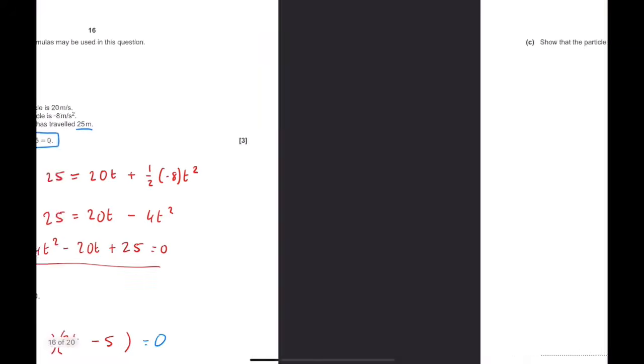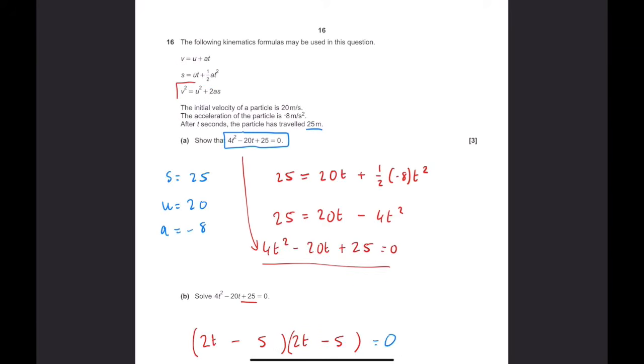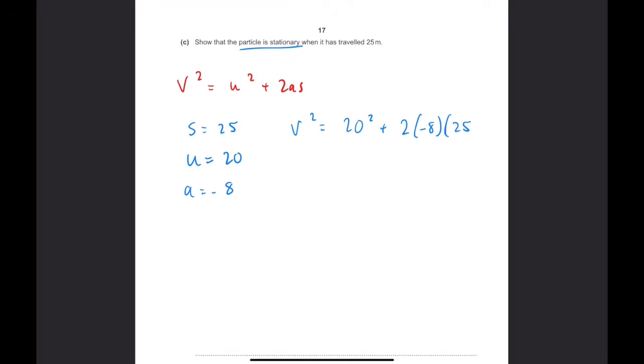Show the particle is stationary when it has travelled 25 meters. So using another one of the equations, probably this one here. So v squared equals u squared plus 2as. Because we want to find the final velocity, it must be 0 after 25 meters. So s is going to be 25, u is going to be 20, and a is still going to be minus 8. So v squared equals 20 squared plus 2 lots of minus 8 times 25. That's going to be 400, and this is going to be minus 400, which means v squared is equal to 0, which means v is equal to 0.